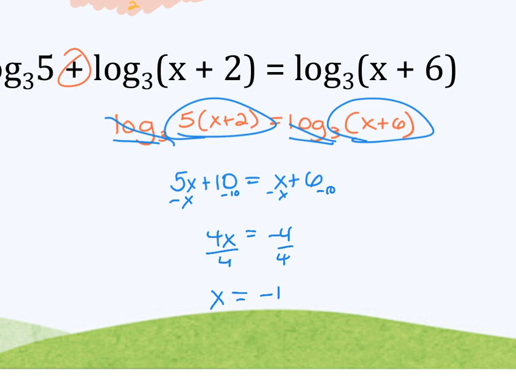What I have to do is check to see if when I take this and I plug it back in, do I get an answer next to the log that's negative or 0? So if I plug it in here, negative 1 plus 2 is still positive. That's a positive 1. Plug it in here, negative 1 plus 6 is 5. That's still positive, which means I can keep that negative 1 as my answer.